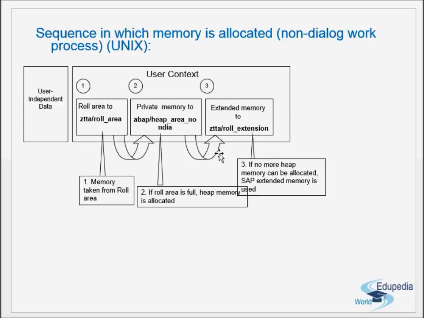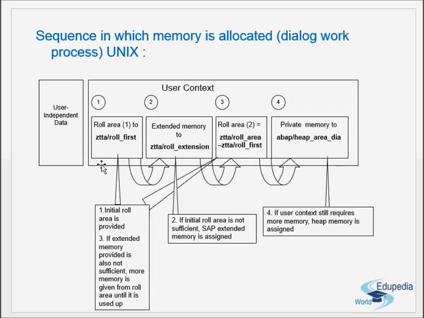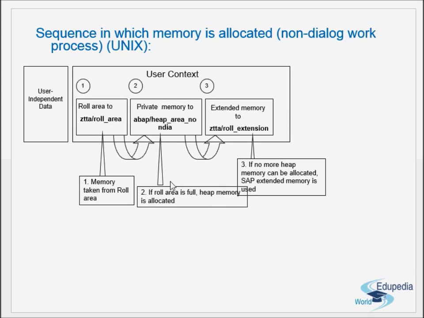But for the other non-dialog work processes, the heap area is used first and then the extended memory. So for the dialog work process, it's the roll area first, then extended memory, the other roll area, and then the heap memory. But for a non-dialog work process, it's the roll area, the heap area and then the extended memory, because here too many context switches will not be there. For a background job, if you submit it, it will run until that background process is completed successfully or failed, whatever it can be. But for a dialog work process, a lot of context switching happens.